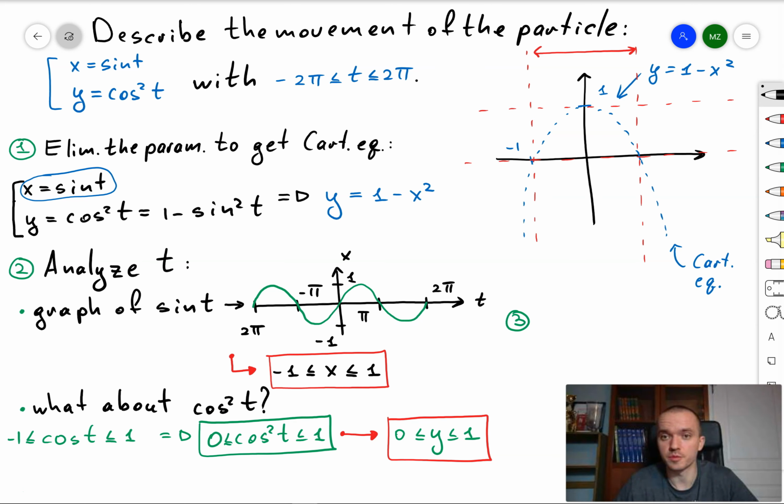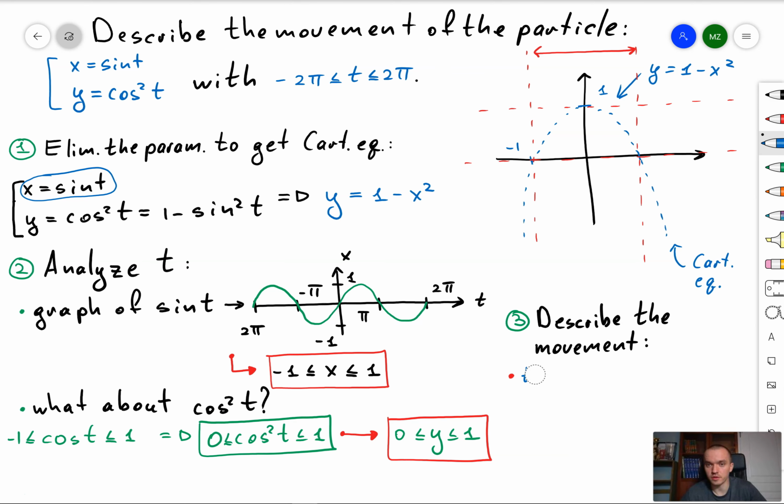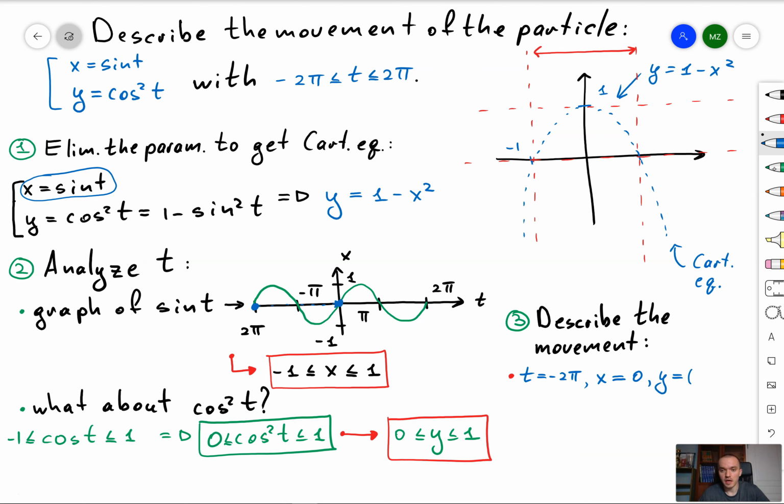And right now the coolest part is actually to describe the movement of the particle. So what do we need to do? We just need to start by taking some points of t and trying to sketch our function. So first let's start when t is equal to -2 pi. We know that sine at -2 pi is equal to 0, as we can see on our green graph, or just remember that sine at a multiple of 2 pi k is always 0. And our y is going to be equal to 1.